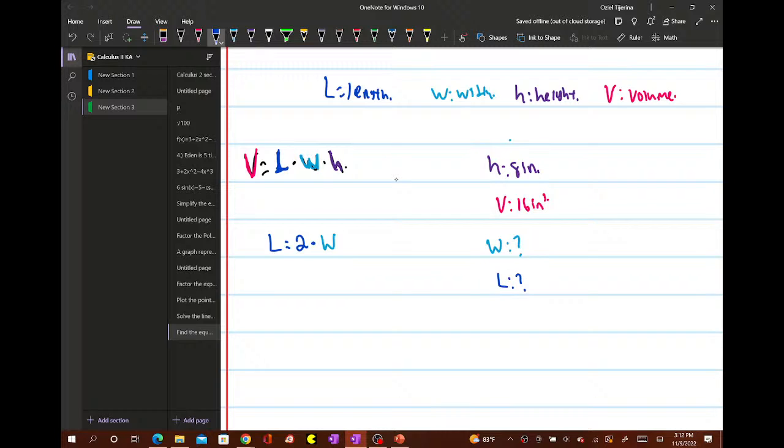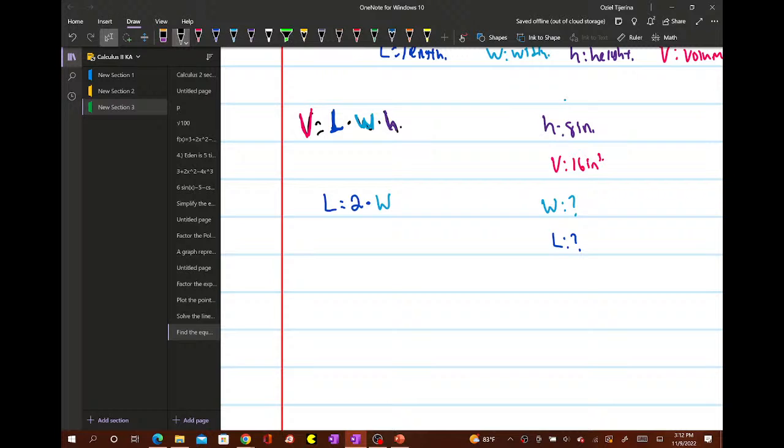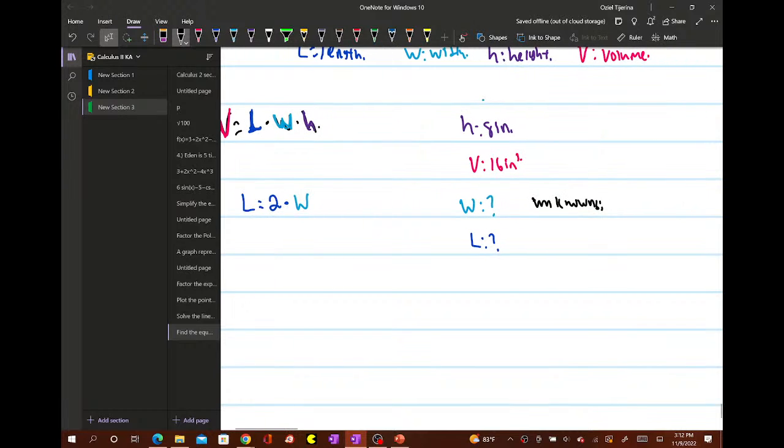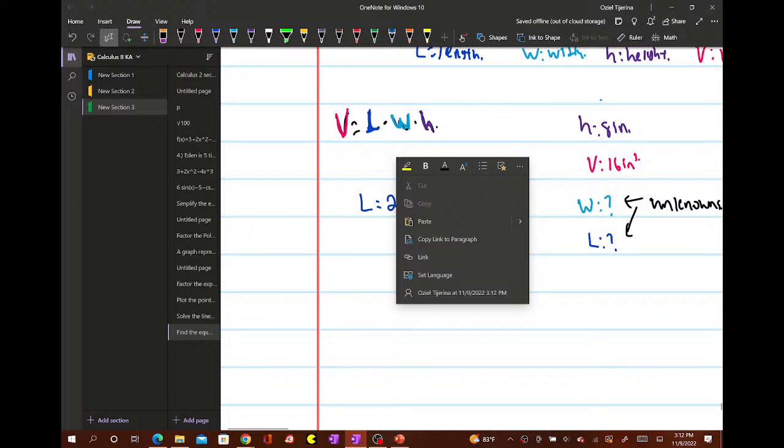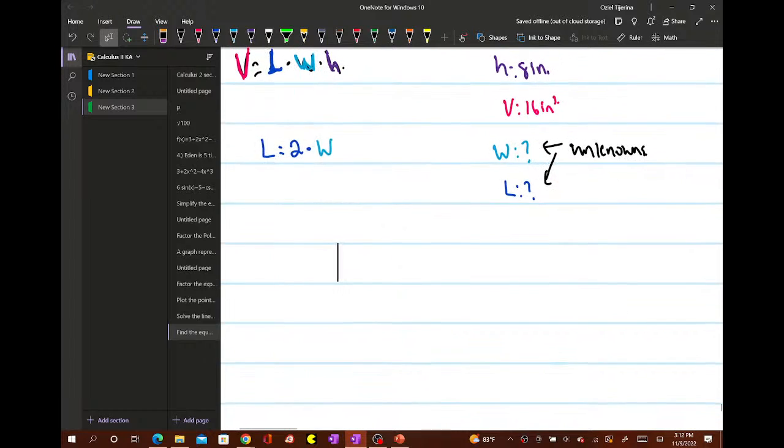The width, the length. We have the height, and we have the volume. So we just have to find the width and the length, right? So those are our unknowns. So let me rewrite that because it looks kind of crappy. Unknowns, right? Okay, so we're solving for the unknowns. And of course, we're going to list all the dimensions once we're finished.